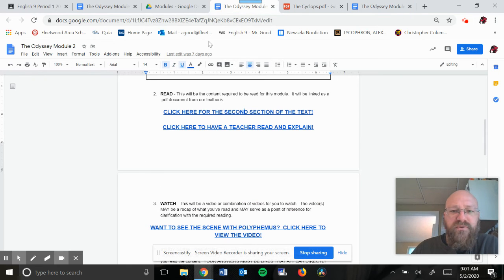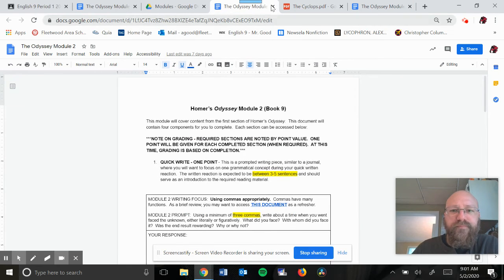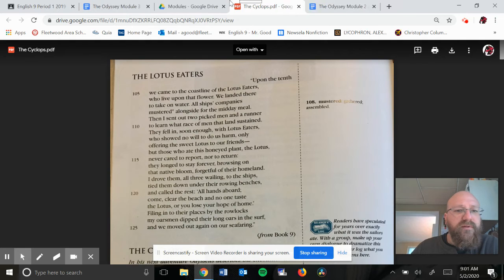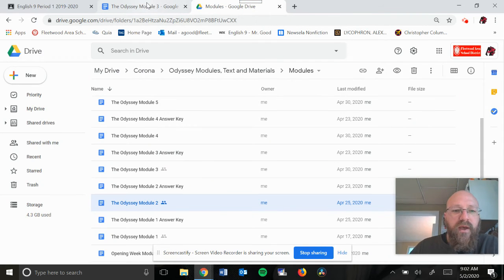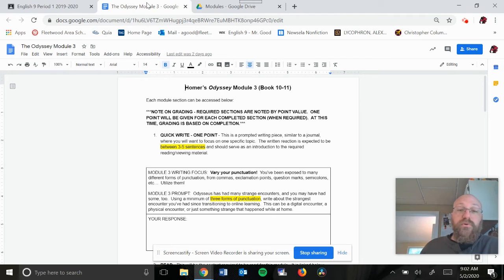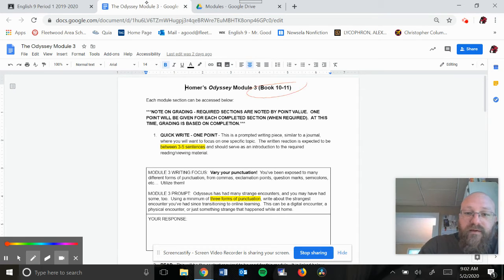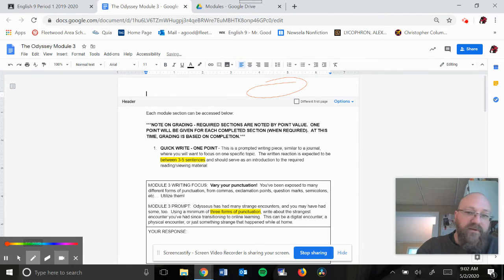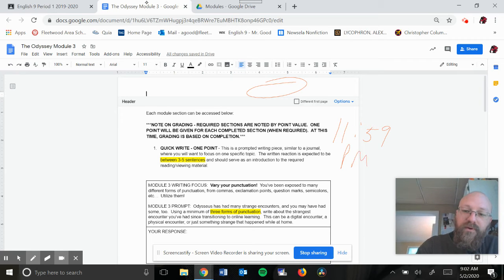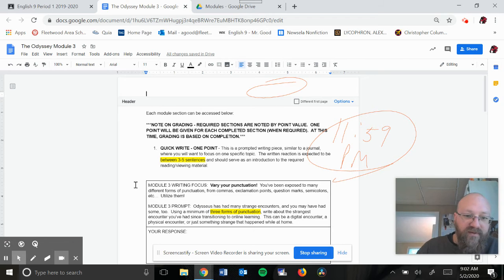Let's look at module 3. Well, that's not it. Let's go back here. Close this. Here's module 3. This is from books 10 and 11. This is what's going to be due at 11:59 p.m. on Saturday. Okay, same as it has been for several weeks now.